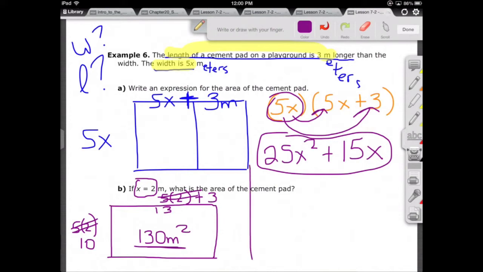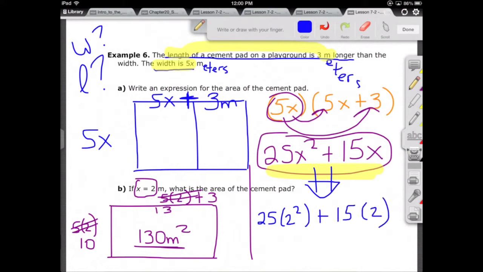Question is, does this work? Now that we've applied the distributive rule, if I bring that down, do we get the same answer? It should be the same value if our math holds true. 25 times 2 squared plus 15 times 2, now that we know that x is equal to 2. 25 times 4 plus 30. Oh, we can see where this is going. This is 100. This is 30. 130 meters squared. Well, look at that. It worked out as we expected it to.